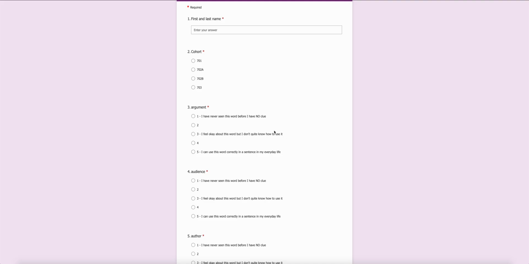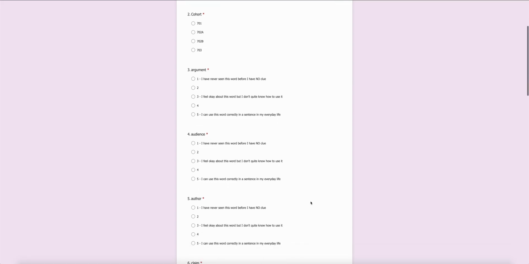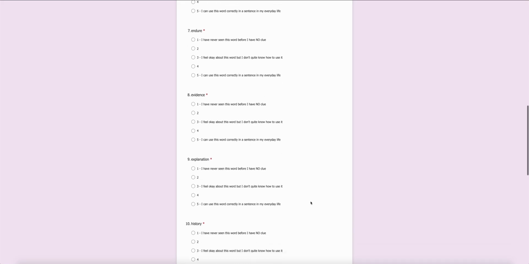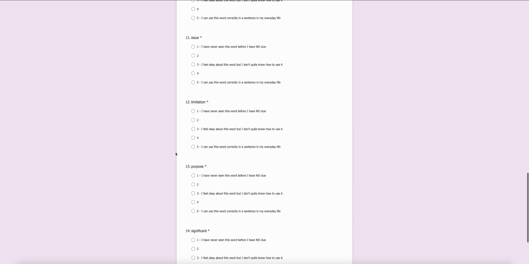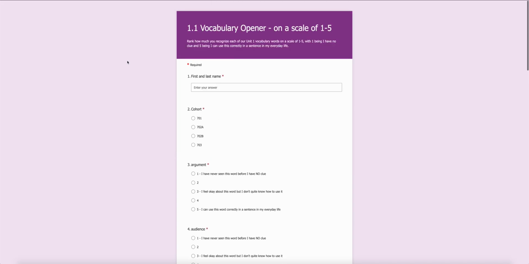There's no penalty for selecting 1 or one of the, maybe quote, lower numbers, there's no penalty for that. This is a way for you to really start to think about, okay, how do I actually know these words? So that's what you will do. You will go through this and then you'll click submit. We've used a Microsoft form before, so we feel comfortable with this.